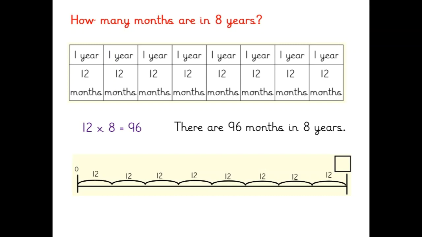So your working out should have looked something like this. Remember, if 1 year is the same as 12 months, then for 8 years we'll need 8 lots of 12 months. And 12 times 8 is 96. So there are 96 months in 8 years. You could have also worked this out on a number line, again doing jumps of 12 months each time until you've done 8 lots of them, and that would have led you to 96 months.